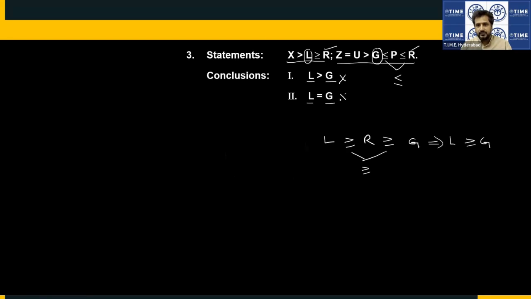So independently these two are not true, but I can say that one of these two will be definitely true. Either greater than or equal has to be true, right? So L greater than or equal to G. So either 1 or 2 follows. That is choice 3. Independently does not follow, but one of them will definitely follow. Move on to question number 4.